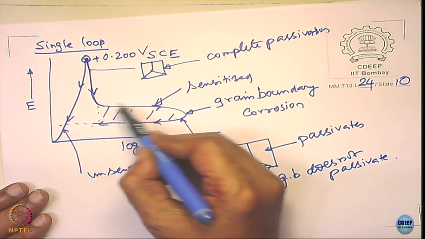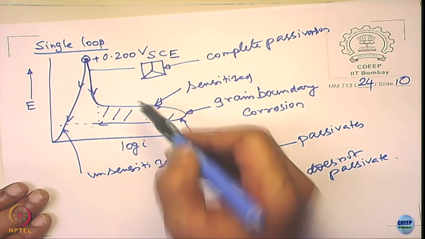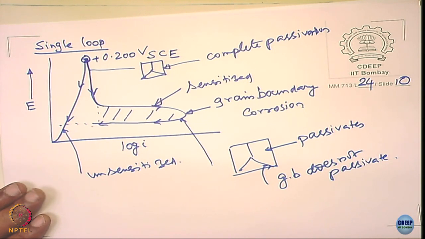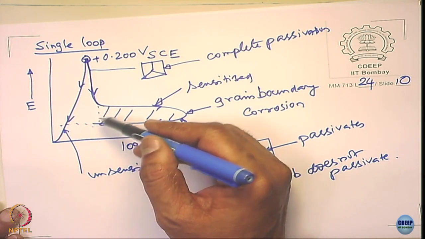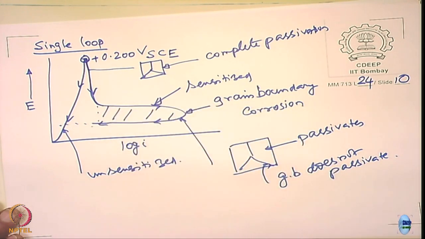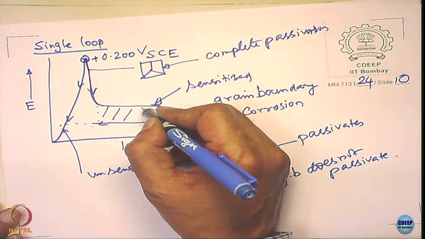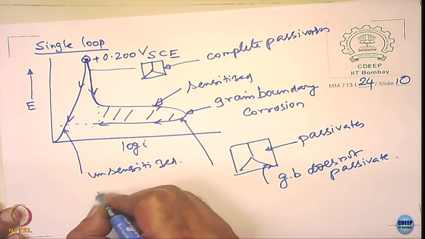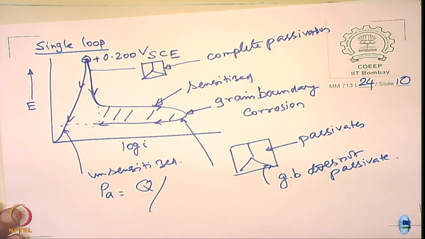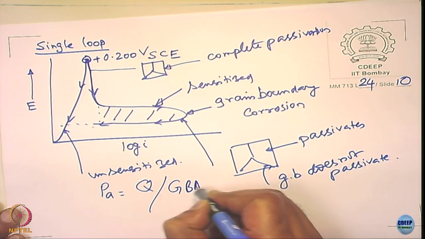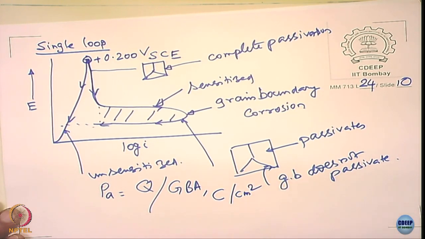So, the current that is flowing here is essentially due to what? Due to the dissolution of the grain boundary. Now, you can calculate the number of coulombs. Current multiplied by time gives you the coulombs. By integrating this whole curve, you get the coulombs. Now, if you know the grain boundary area, you can calculate the extent of sensitization. So, Pa is given as Q, the coulombs, upon the grain boundary area, which is nothing but coulombs per unit area, centimeter square.